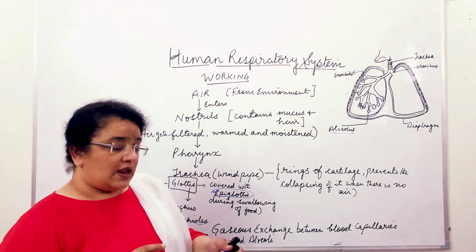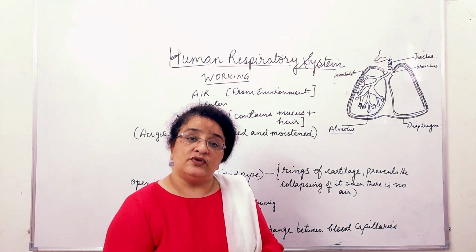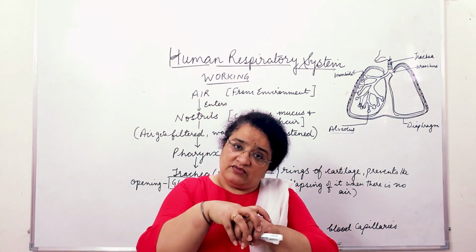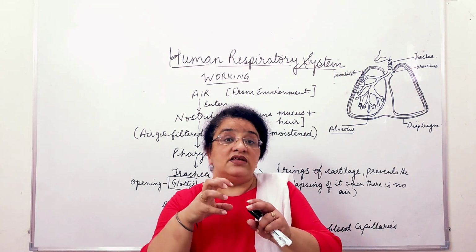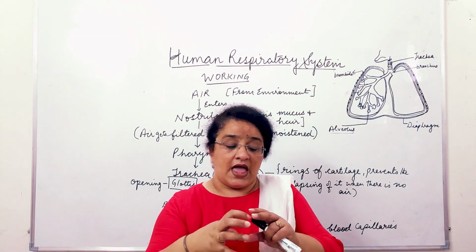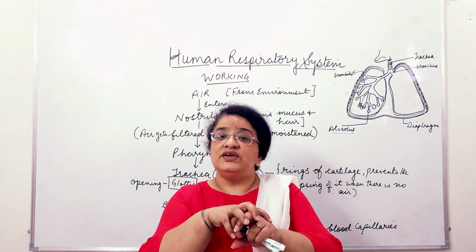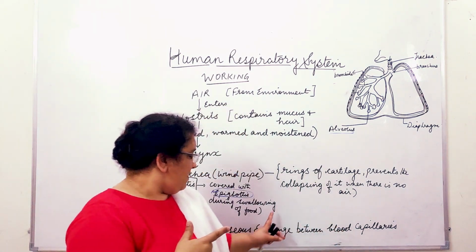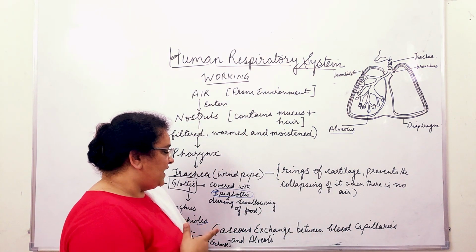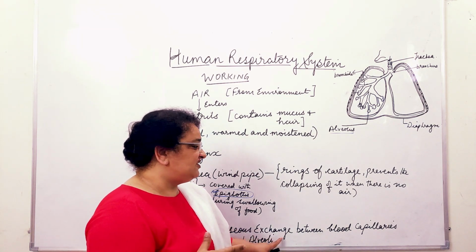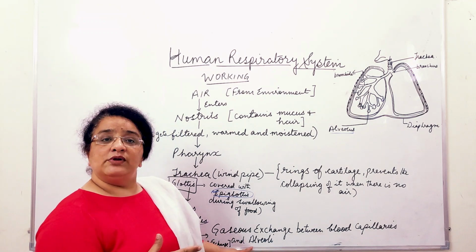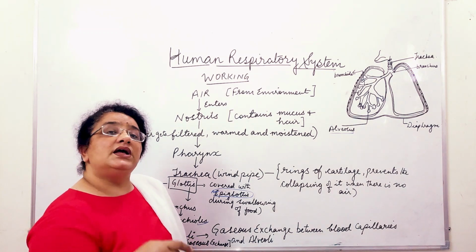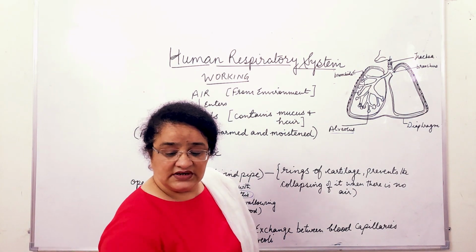And inside the alveoli, as I told you in previous videos also, these alveoli are very thin, balloon-like structures surrounded by blood vessels. Inside the alveoli there is air rich in oxygen, and outside, the blood vessels contain carbon dioxide. So there is exchange of gases between the alveoli and the blood capillaries. You can say that in the human respiratory system, the alveoli are the actual site of gaseous exchange.